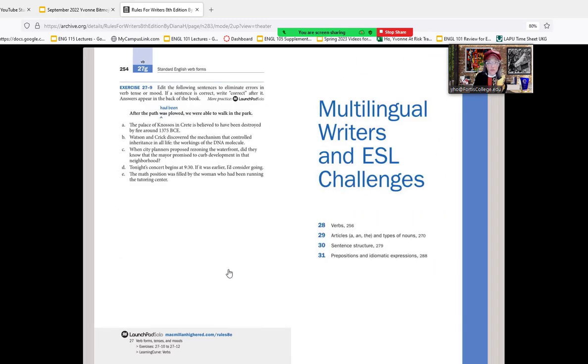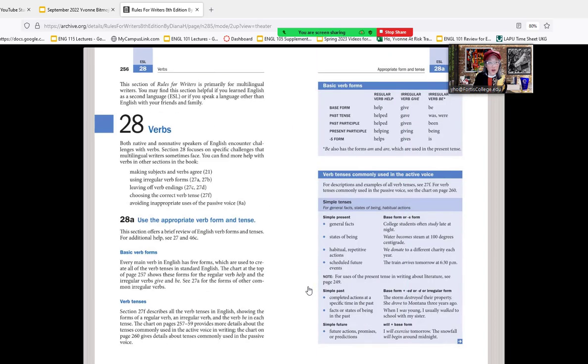And then for ESL students, there are even more challenges with verbs. A base form of the verb, help, then past tense, helped, past participle, helped, present participle, helping, and helps. Irregular: give, gave, given, giving, gives.